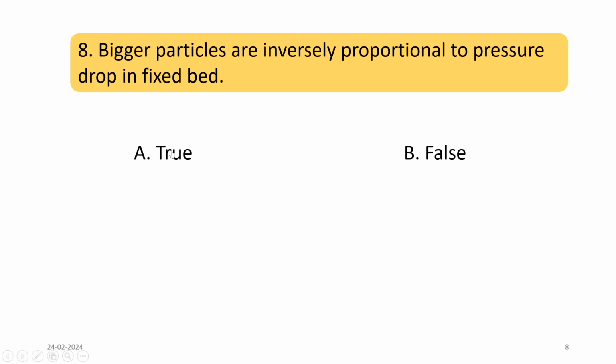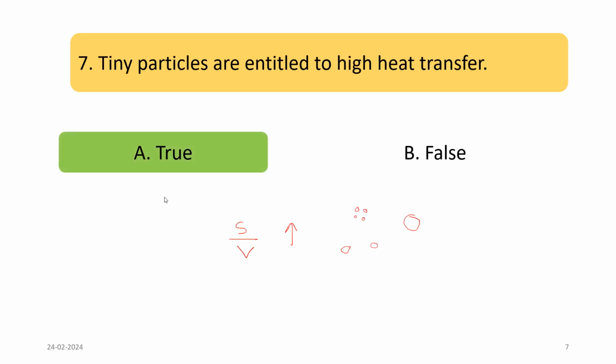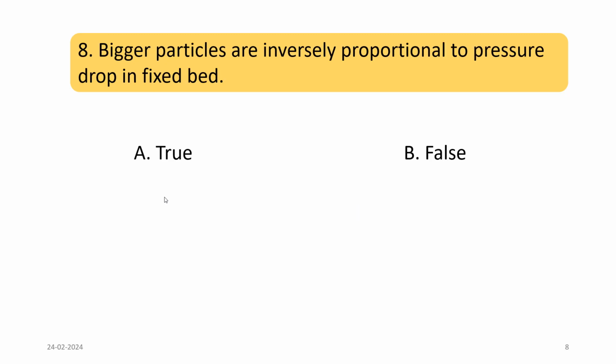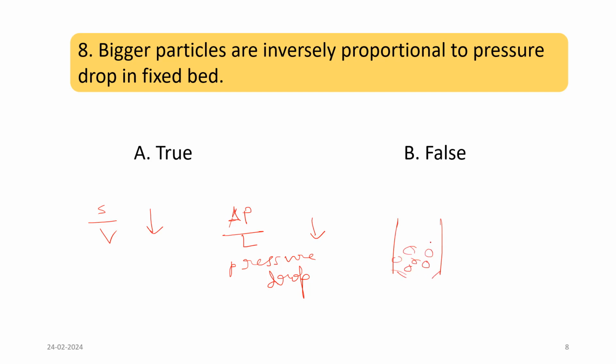Here the answer is true, for the same reason I just gave: in the case of tiny particles, the surface to volume ratio is high. So for bigger particles, it is obviously low. So the surface to volume ratio is low, and hence the pressure drop per length, that is delta P by L, is also low. In the case of fixed beds, we use bigger particles.